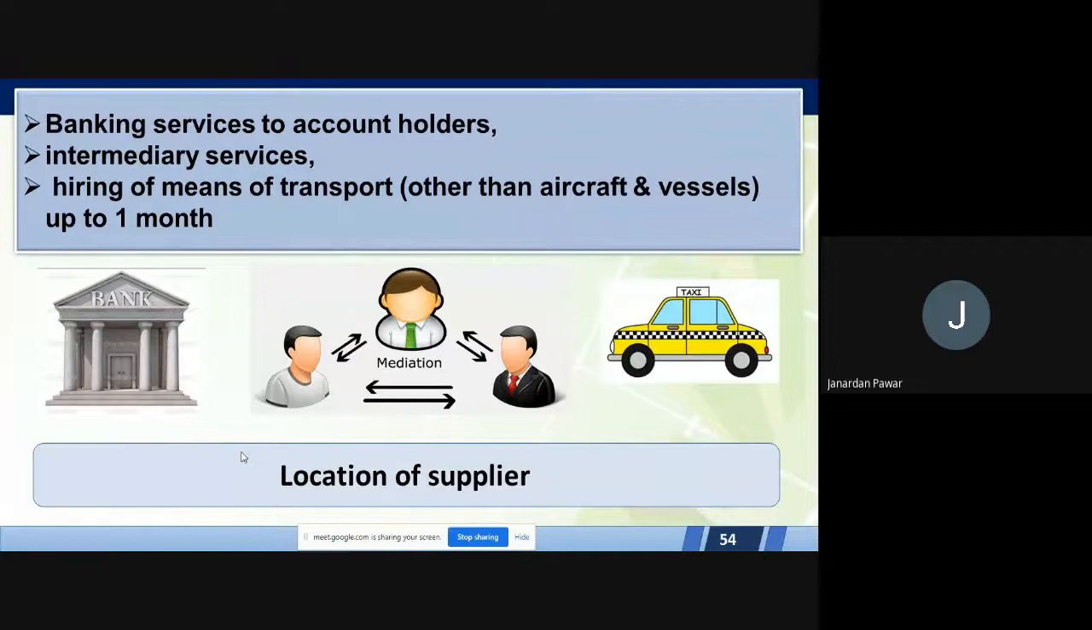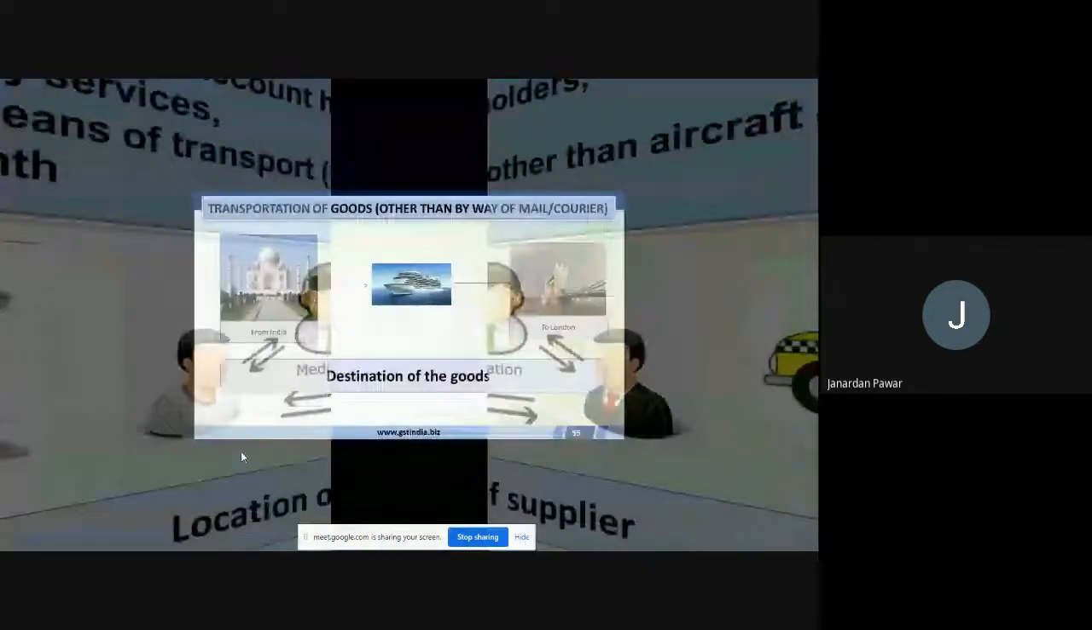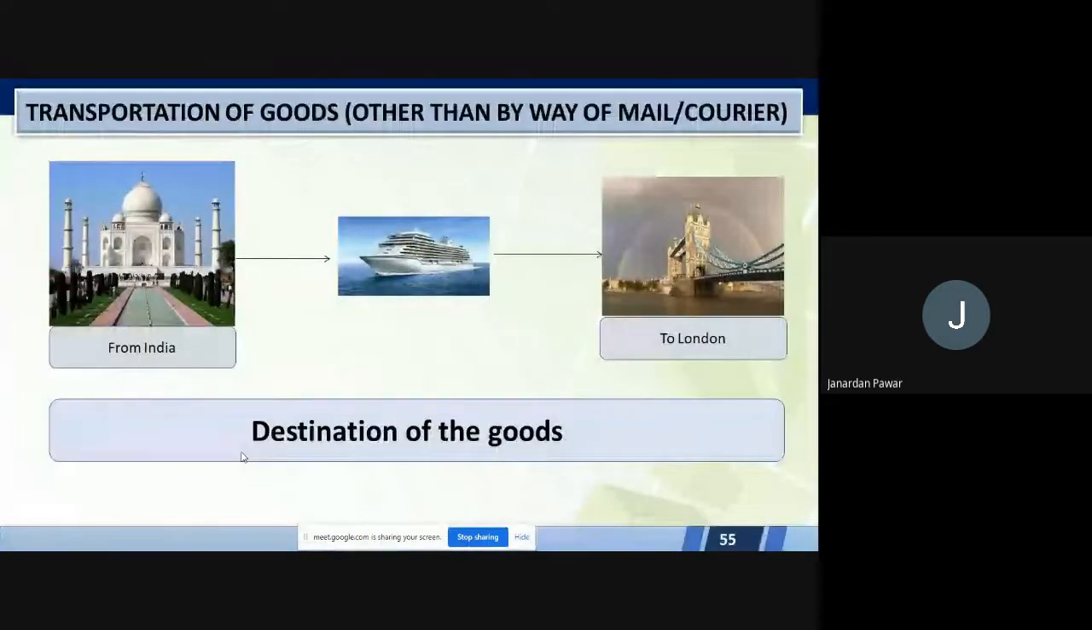In tomorrow's session, remember this number 54, and whenever my next session is, we are going to see slide number 55. We'll start from slide number 55 next session. So only this much for today's session.